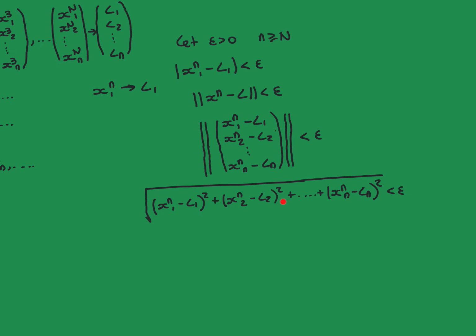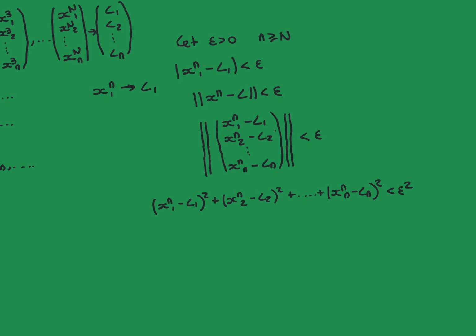So from the fact that this thing is less than epsilon, I want to be able to derive that xn1 minus L1, the modulus of that real number, is less than epsilon. And here's that thing appearing in this great big norm expression. So how am I going to get that? Well, the first thing I'm going to do is square both sides to get rid of the huge square root that's complicating things.